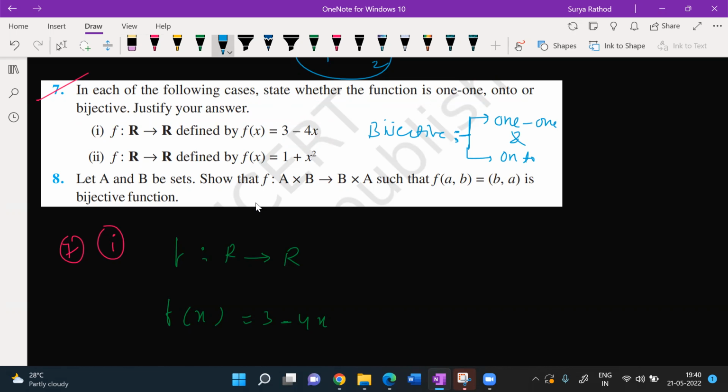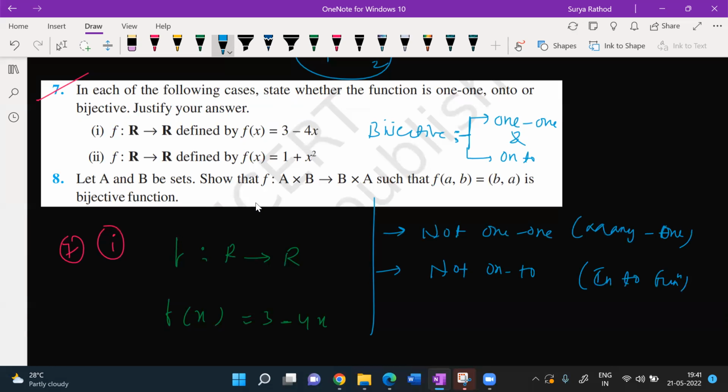Correct? Yes. And by the way, all these points are very important, beta. If a function is not one-one, then that function is going to be a many-one function, that is, a many-to-one function. If it is not an onto function, it is called an into function. In fact, into function is not given in the CBSE textbook. If it is both one-one and onto, I would call that bijective. Have this in mind.